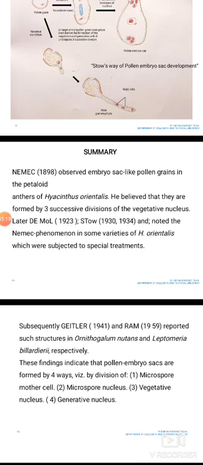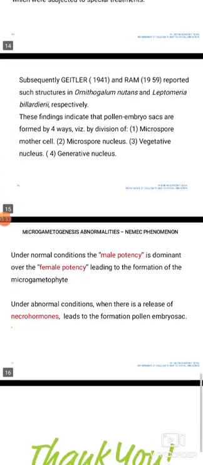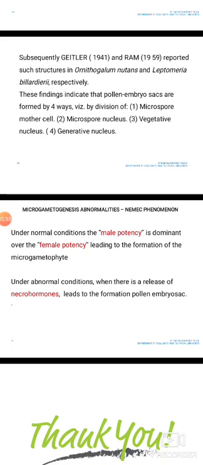These findings indicate that pollen embryo sacs are formed in 4 ways: by division of the microspore mother cell, microspore nucleus, vegetative nucleus, and the generative nucleus. Under normal conditions, the male potency is dominant over female potency, leading to the formation of the microgametophyte. Under abnormal conditions, when there is a release of necrohormone, it leads to the formation of the pollen embryo sac.